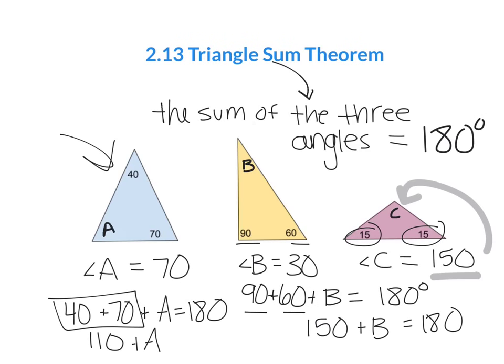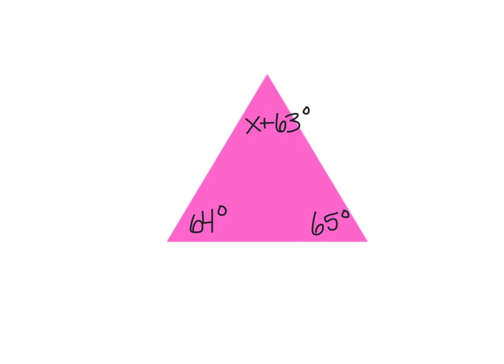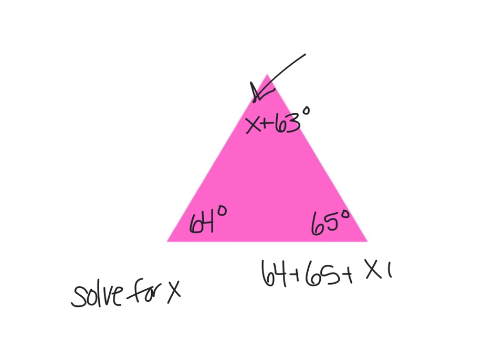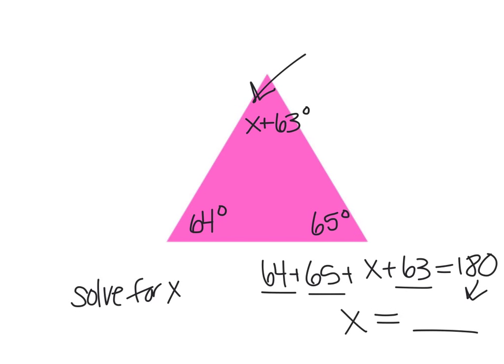Let's look at a few that are a little bit harder. Let's take a look at this problem. Now we've already established that the sum of the angles will add up to 180 degrees. You can see in this question we've got this variable going on right here, and we would solve for x. So we know 64 plus 65 plus x plus 63 equals 180 degrees. We will again take away the 64, the 65, and the 63 from the 180, giving me x equals a value. Take a second, solve that out.